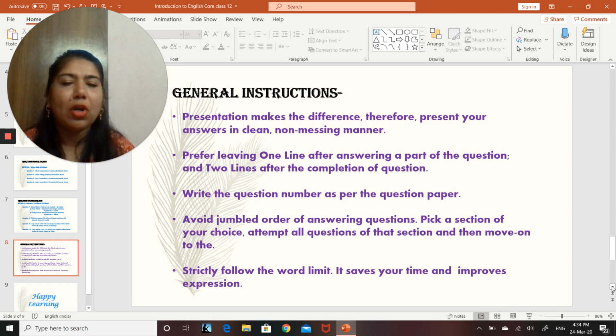Last but not the least, definitely, do follow the word limit as mentioned in your questions. That not only saves your time but helps you in improving your expression too and scoring better marks.